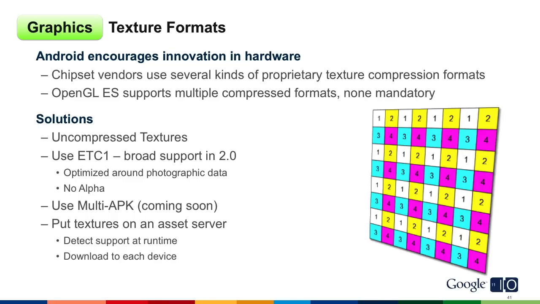You can use multi-APK, which, as we announced earlier, will be available soon. Or you can put textures on an asset server, detect support at runtime, and download to each device. In the previous session, we talked about how to securely deliver assets from an asset server in order to avoid people leeching bandwidth. So if you want to know about that, there's some information on that.